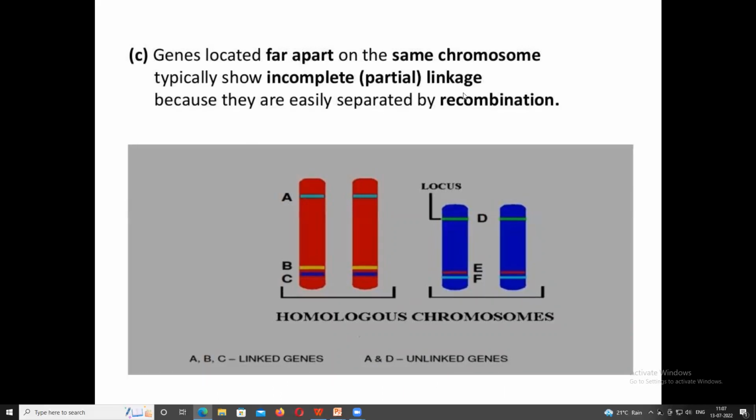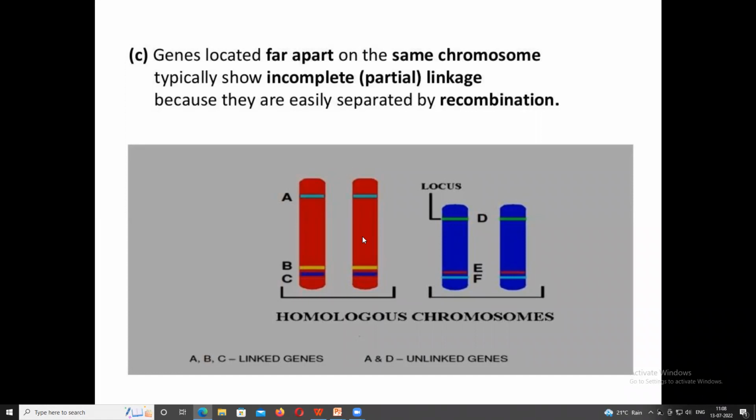Genes located far apart on the same chromosome typically show incomplete or partial recombination. Here we are talking about chromosomes. This is one chromosome, and this is another chromosome. These two are homologous chromosomes. What do you mean by homologous chromosomes? This session should be interactive. Whoever can answer, please answer fast. It is a pair of chromosomes which have the same sequence of genes.